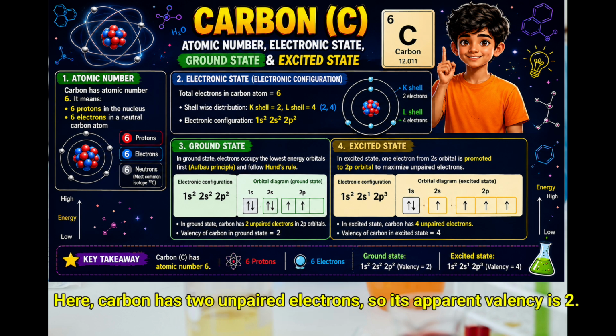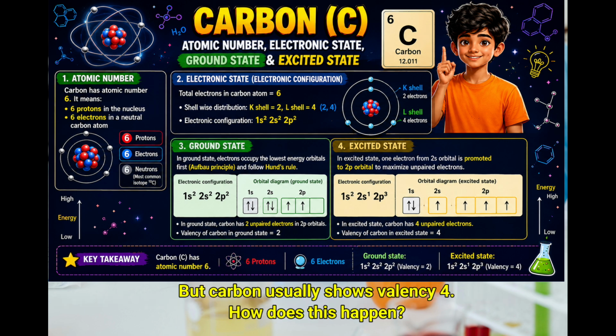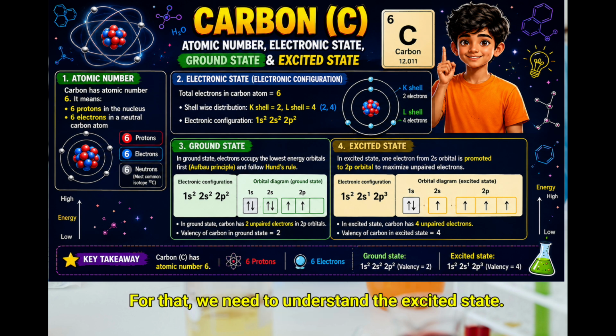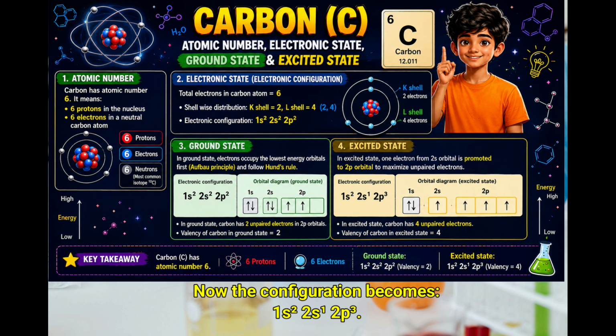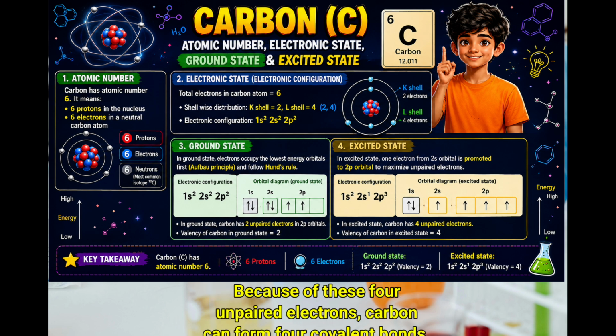Here, carbon has 2 unpaired electrons, so its apparent valency is 2, but carbon usually shows valency 4. How does this happen? For that, we need to understand the excited state. In the excited state, 1 electron from the 2s orbital gains energy and moves to the 2p orbital. Now the configuration becomes 1s² 2s¹ 2p³. This creates 4 unpaired electrons. Because of these 4 unpaired electrons, carbon can form 4 covalent bonds.